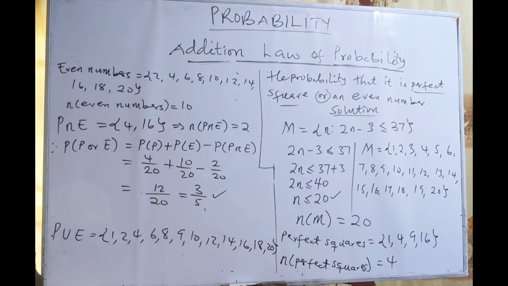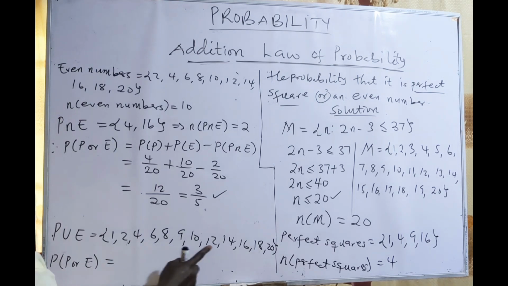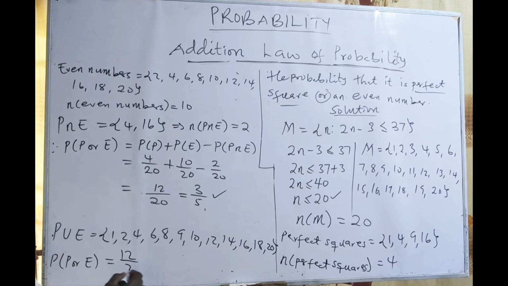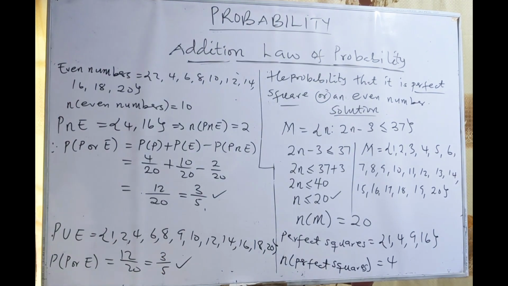After you have listed the union, the probability of P or E is the same as the union. So you count. How many are they? 1, 2, 3, 4, 5, 6, 7, 8, 9, 10, 11, 12. So 12 over 20, then you get 3 over 5. So you see you are getting the same answer. Alright, so this is about the addition law of probability.